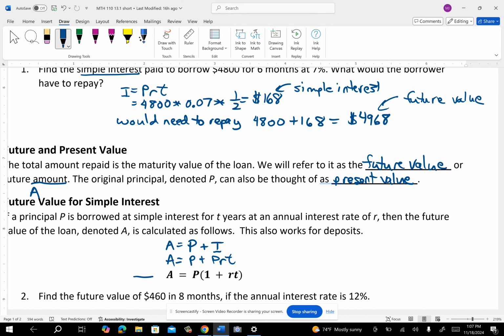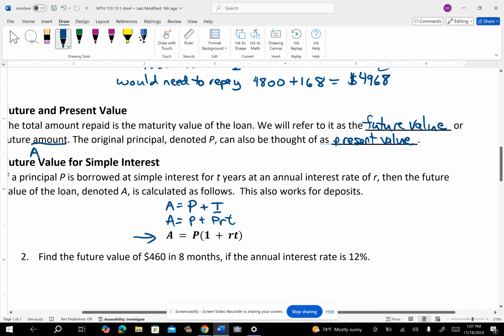So this new formula that you see really is doing the same thing, because think if that P were distributed to both, wouldn't we have P plus PRT, which is basically what we did earlier to get the total amount we would need to repay.